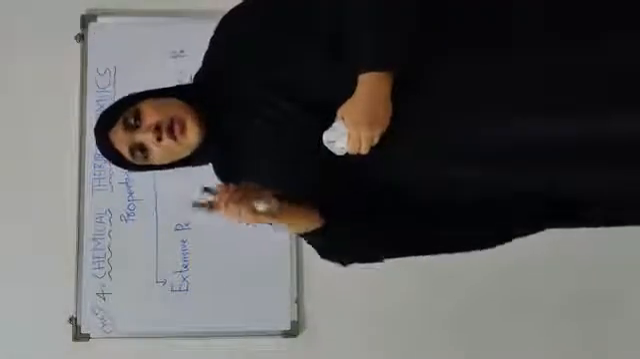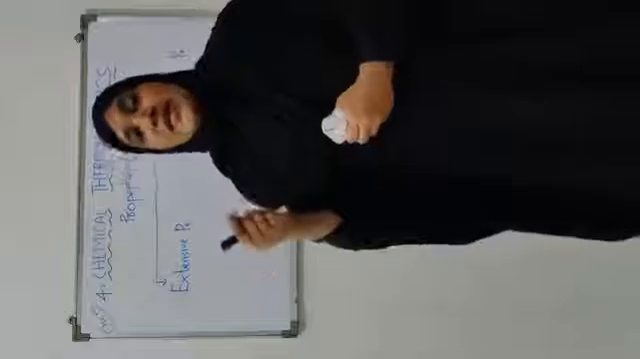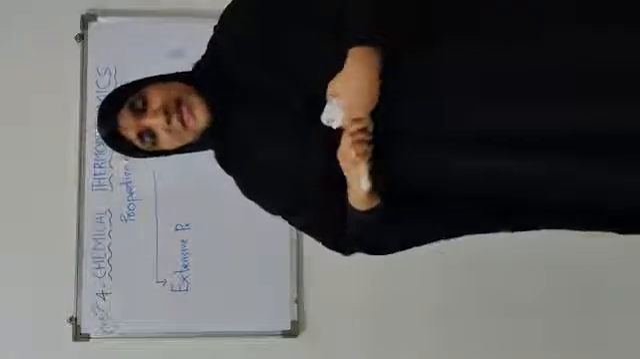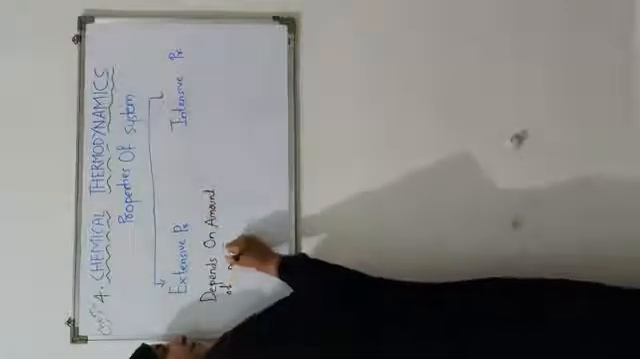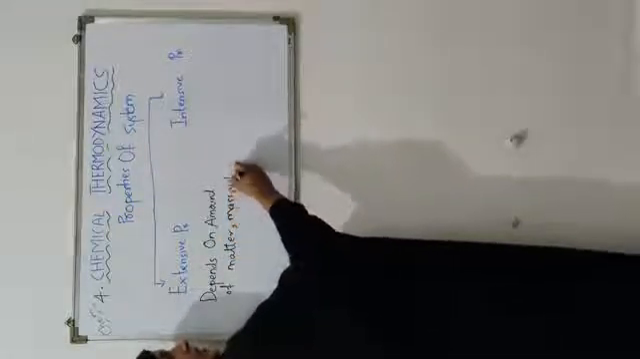Okay, so what are extensive properties? The properties of the system whose magnitudes depend on the amount of matter present in the system are known as extensive properties. So it depends on the amount of matter. Okay, we can give the examples of mass, volume, etc.